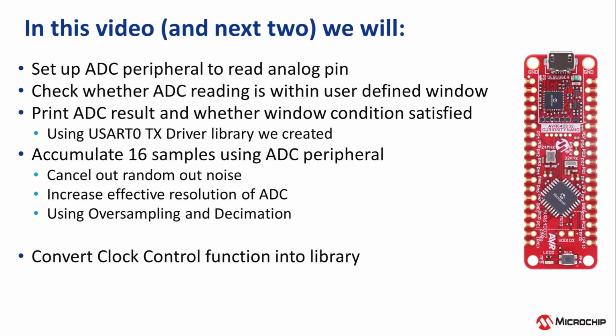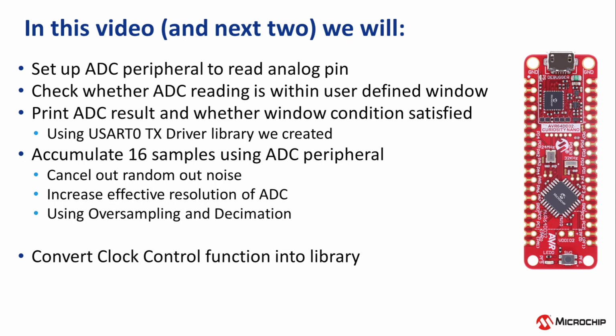Then we will rapidly accumulate 16 samples using the ADC peripheral. This is much faster than taking multiple samples in software and is very useful when taking analog readings in noisy environments, as by accumulating samples rapidly, we can cancel out random noise. We will use this extra sampling to increase the effective resolution of the ADC from 12-bit to 14-bit using a process known as oversampling and decimation, which we will cover in these ADC episodes.